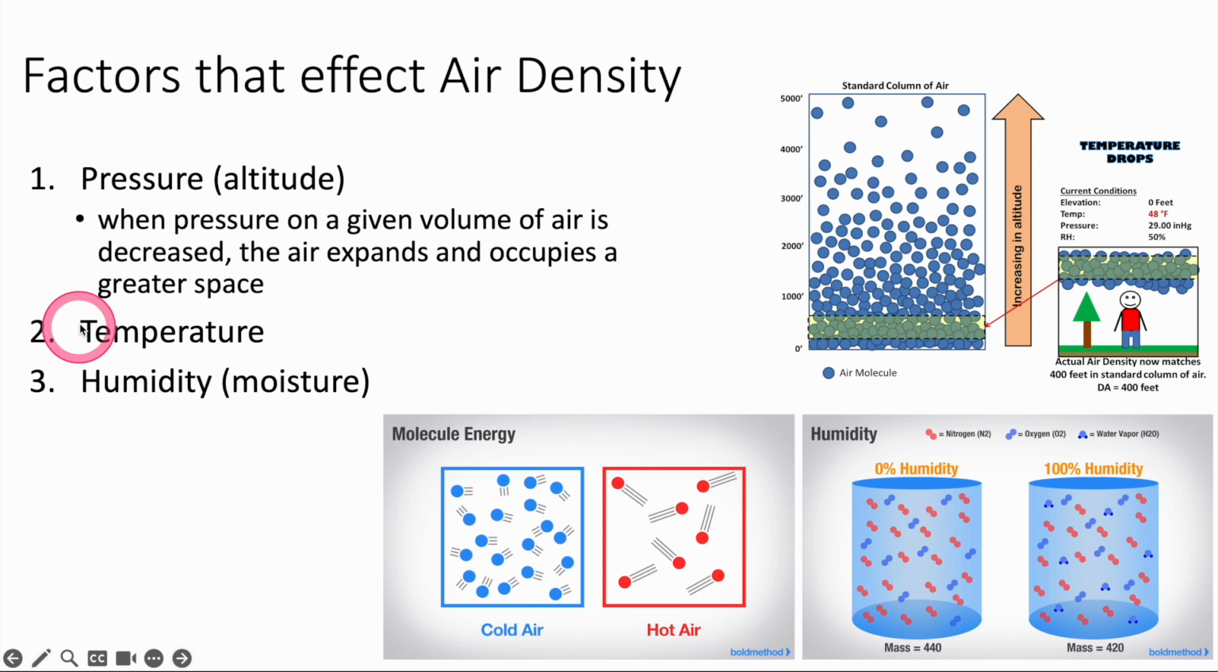Next is temperature. So temperature also affects air density. As air heats up, these blue molecules start moving faster and faster, and they move further apart. And so you go from a density that looks something like this to a density that looks like this.